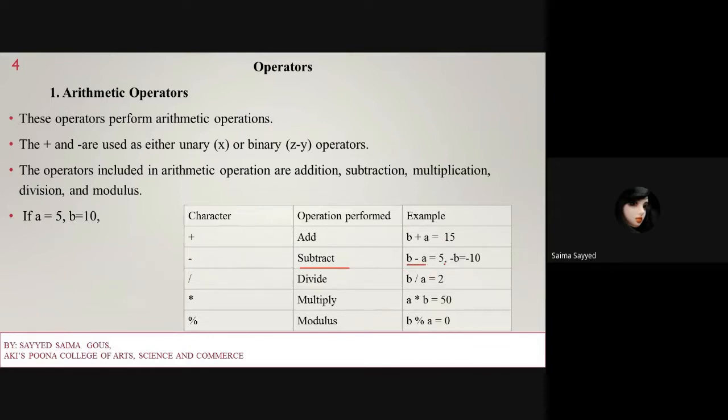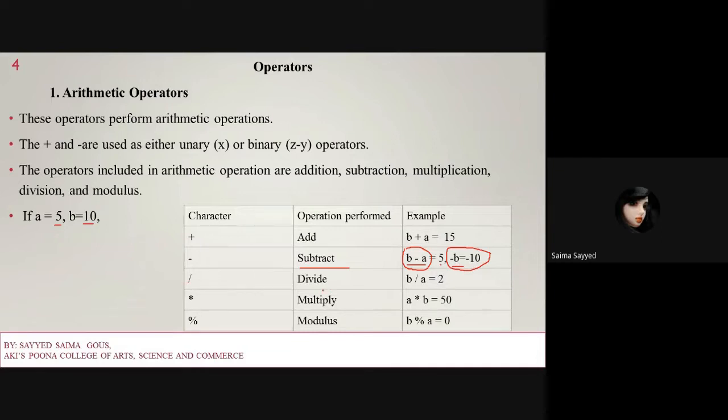b minus a is equal to 5, like b is 10 and a is 5, so it will give you 5. But this one is called a unary operator. It is used with only one variable, that is minus b. When you have to apply a minus sign on the number, you just write minus b, that is equal to minus 10. This is called a unary operator. The earlier one is a binary operator because we used two variables, and here only one variable is used, so it is called a unary operator.